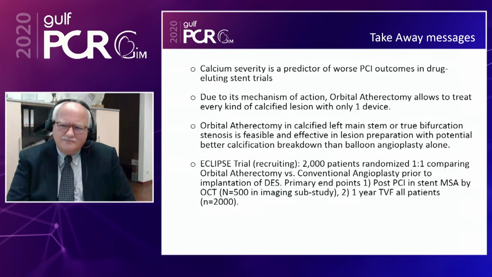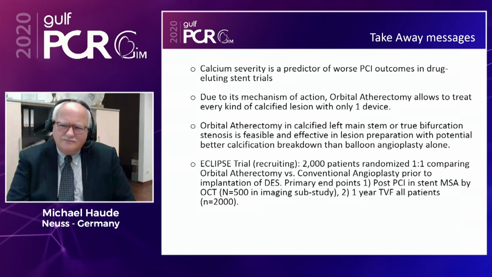So I think what we have learned in this symposium is, first of all, calcium severity is a predictor of worse PCI outcome, documented in many drug-eluting stent trials. Due to its mechanism of action, orbital atherectomy allows to treat every kind of calcified lesion with only a single device. I think this is the big differentiator against the rotablator. The orbital atherectomy in calcified left main stem and true bifurcation stenosis, so really challenging lesions, is feasible and effective in lesion preparation with potential better calcium breakdown than with balloon angioplasty alone.